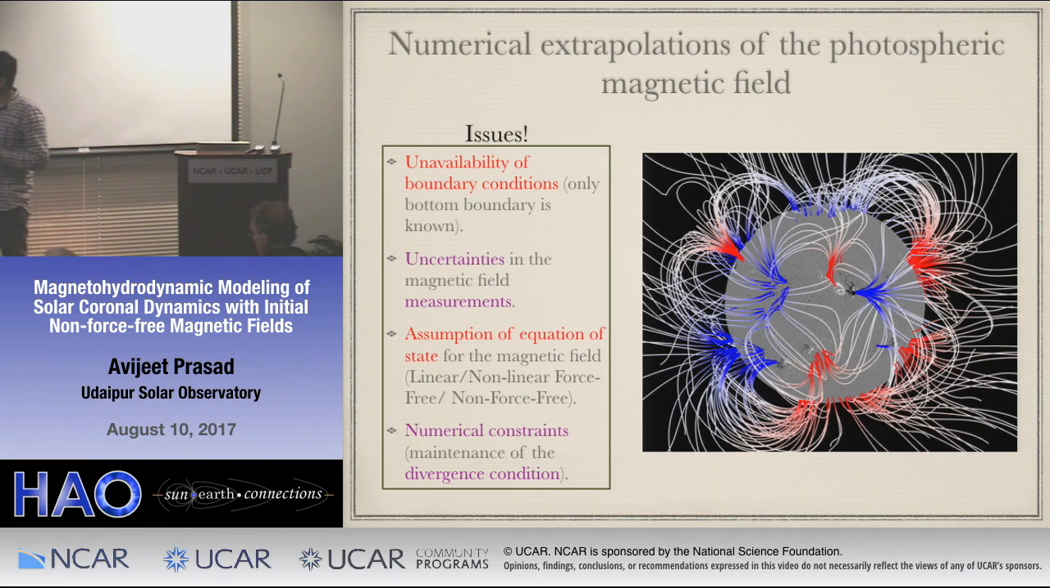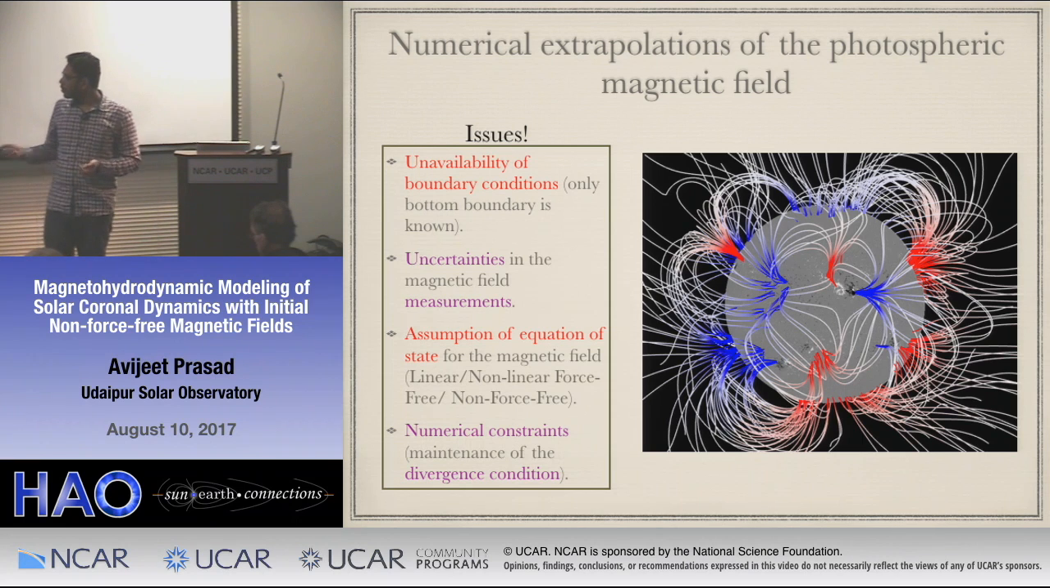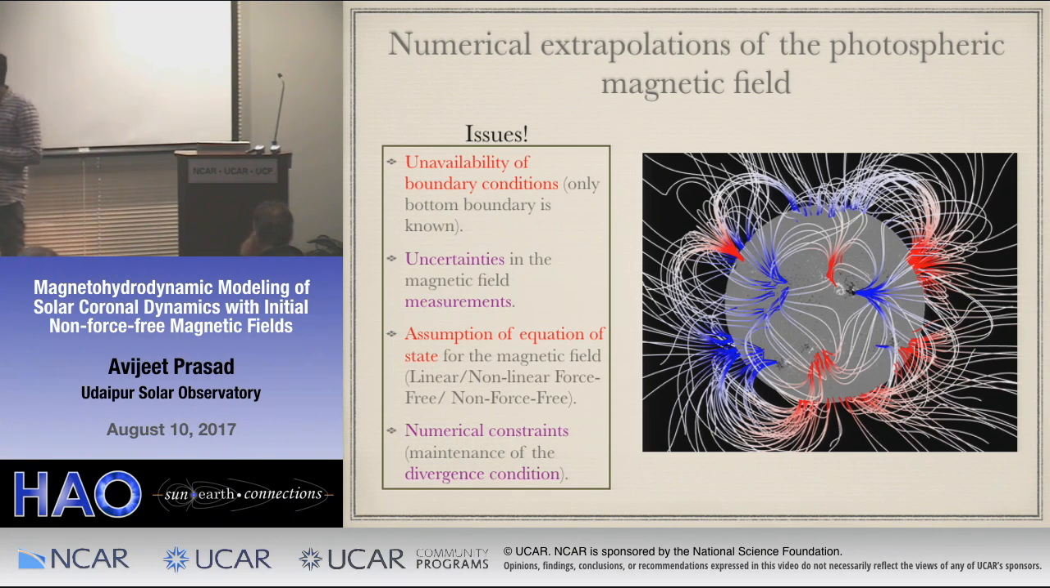Then, in order to extrapolate for the coronal magnetic field, we have to make an assumption for the equation of state for the magnetic field. For example, we can take a linear force free field, a non-linear force free field, or a non-force free field. Now, in all these cases, there are also numerical constraints in maintaining the divergence free condition for the magnetic field. So, these problems motivate us to look for solutions of the coronal magnetic field within the analytical domain itself.